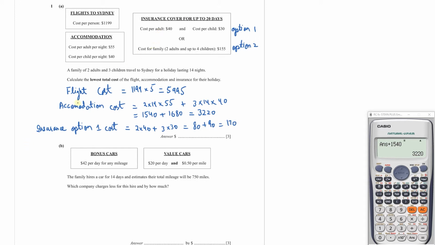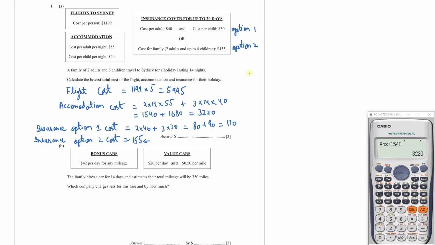And then insurance option 2 cost is what? It's simply 155, which covers 2 adults and up to 4 children. So we are under 4 children, we have 3 and 2 adults. So this is 155. So this is the lower option for the insurance.